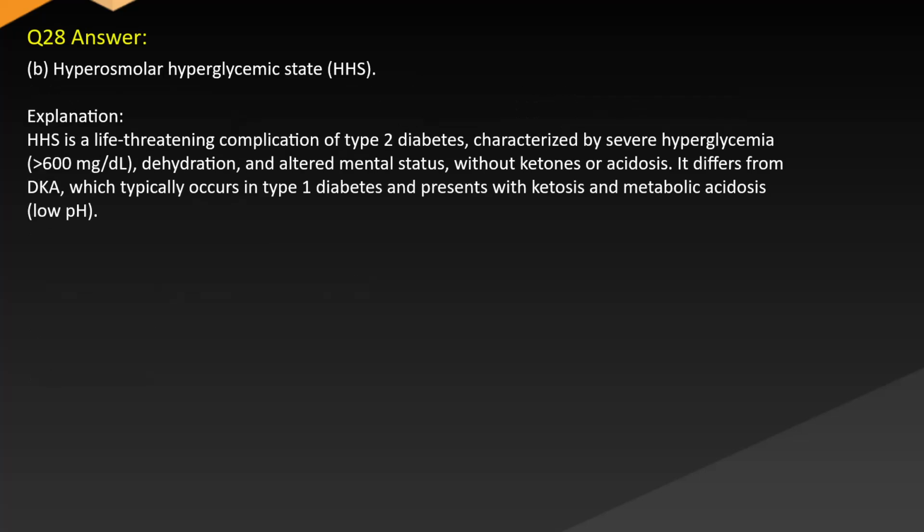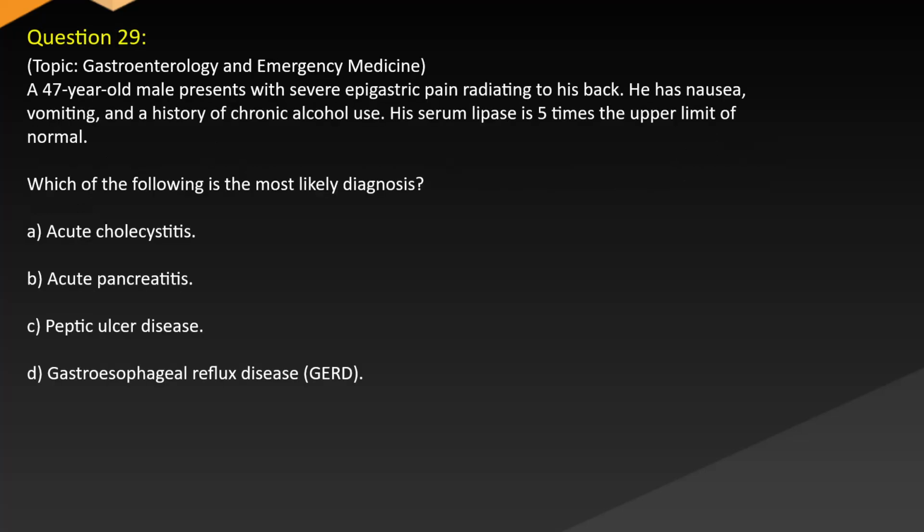Answer: B. Hyperosmolar hyperglycemic state, HHS. Explanation: HHS is a life-threatening complication of type 2 diabetes characterized by severe hyperglycemia, over 600 mg/dL, dehydration, and altered mental status without ketones or acidosis. It differs from DKA, which typically occurs in type 1 diabetes and presents with ketosis and metabolic acidosis, low pH. Question 29. Topic: Gastroenterology and emergency medicine.